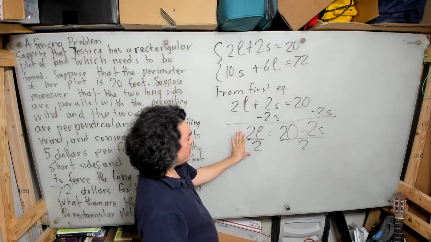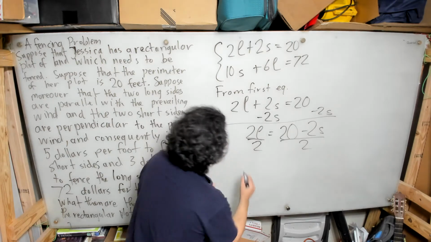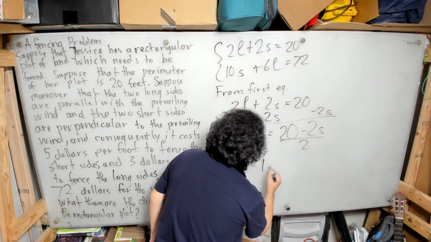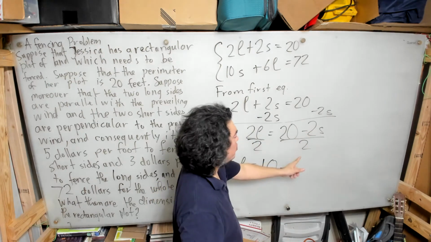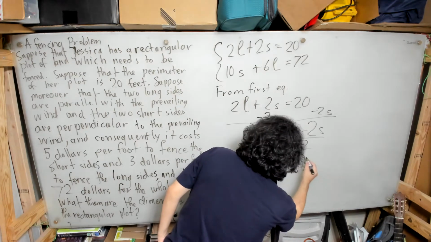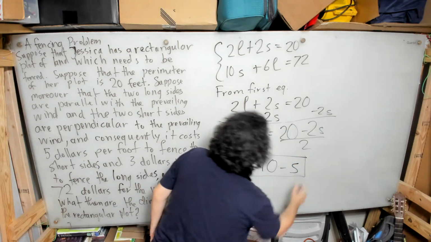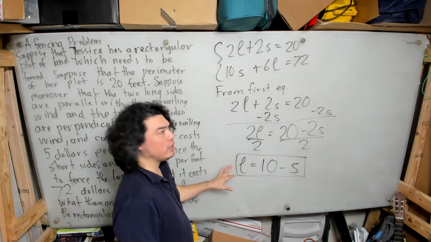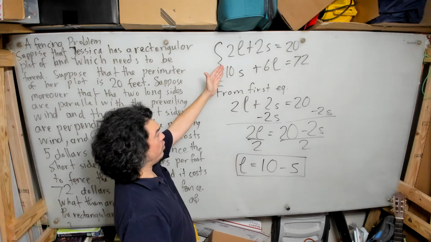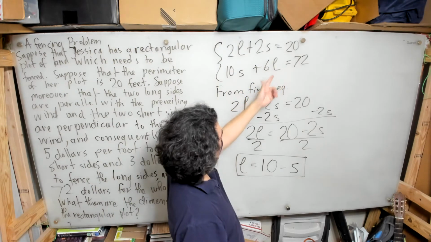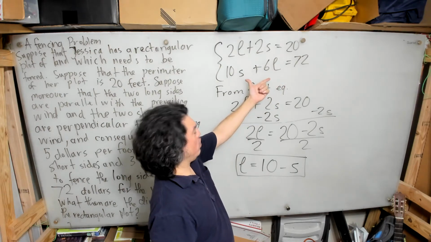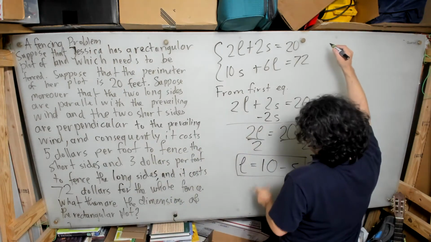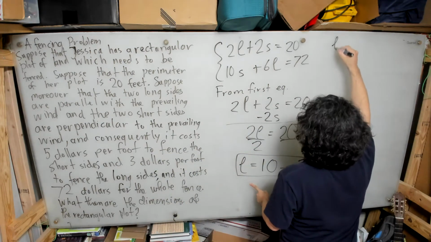So then you can see that on my left-hand side, I'm going to be left with just L. And on the right-hand side, I'm going to be left with 20 divided by 2, which is 10, minus 2 divided by 2 is 1, S. So I have this relationship between the variables L and S from the first equation. We can now use this in the second equation to replace this L and thereby create an equation only in terms of the variable S, which will then allow us to solve for S, and then consequently plug it back in here to get my value for L.